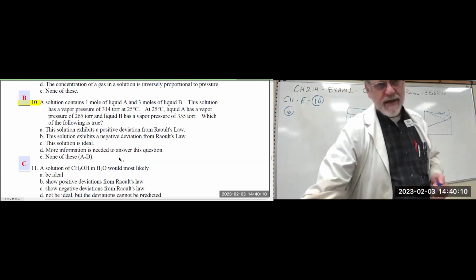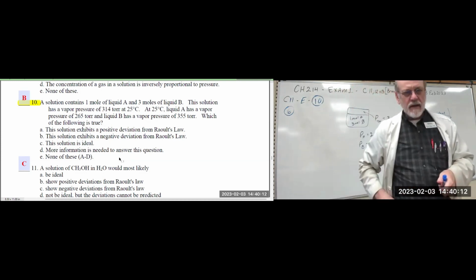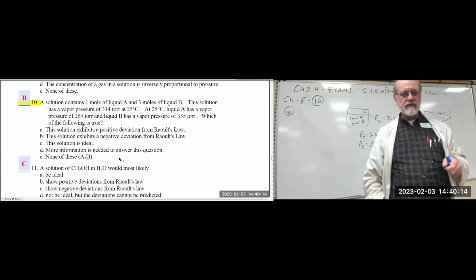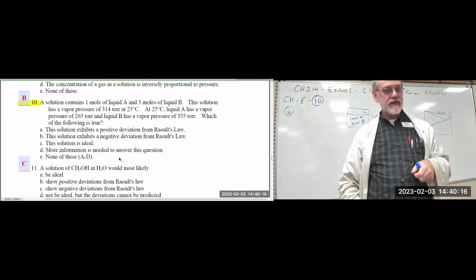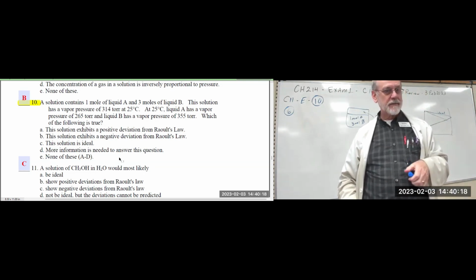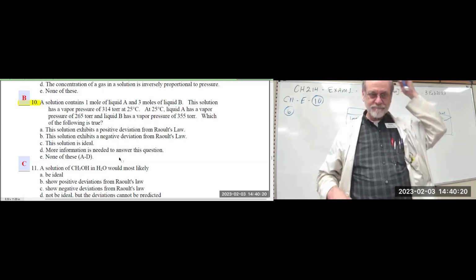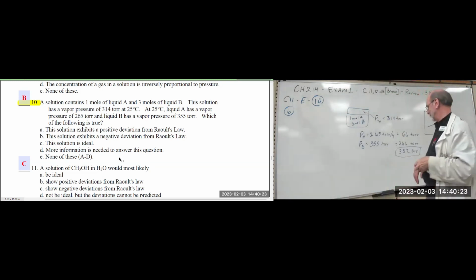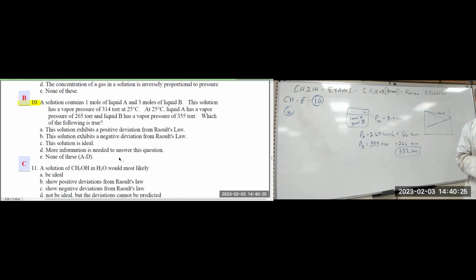So let's answer the question. This solution exhibits a positive deviation? No, it's a negative deviation from Raoult's law. Okay. Hearing no arguments, we'll move on.